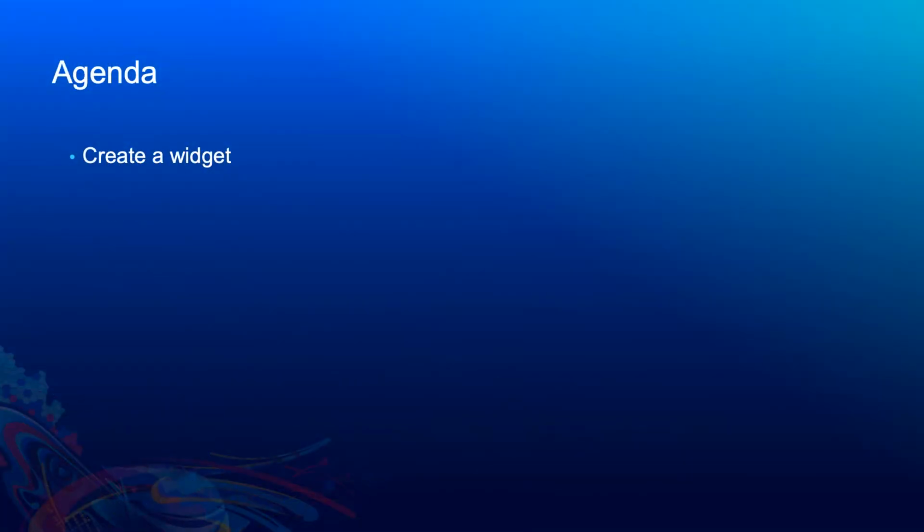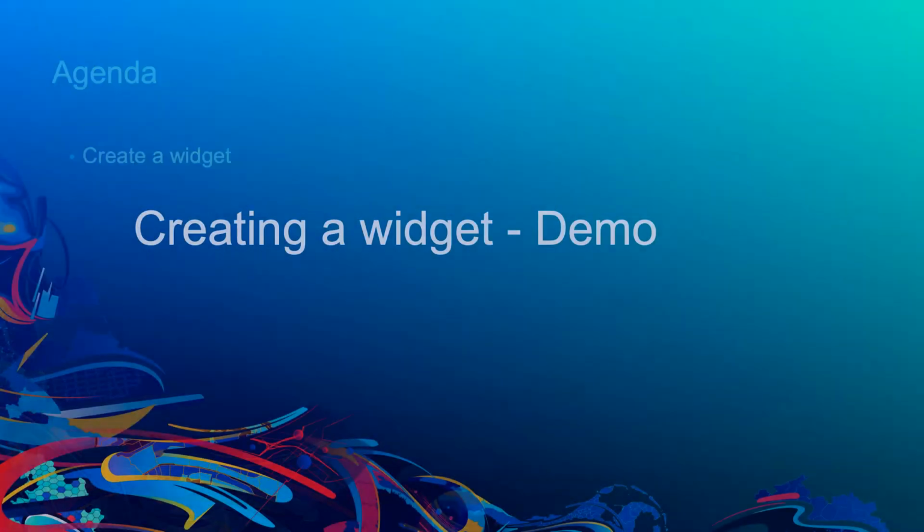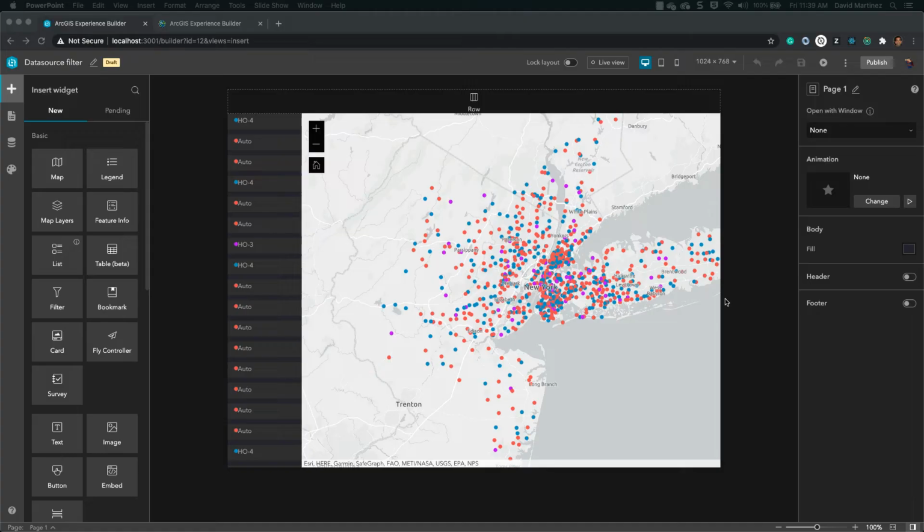Today's agenda is pretty simple. We're going to create a widget. Let's get into it. For our particular widget, we're going to use a radio component to filter the widget on the data source so that my list widget receives the same updates as my map widget. And if I had any other corresponding widgets, they would receive those updates as well.